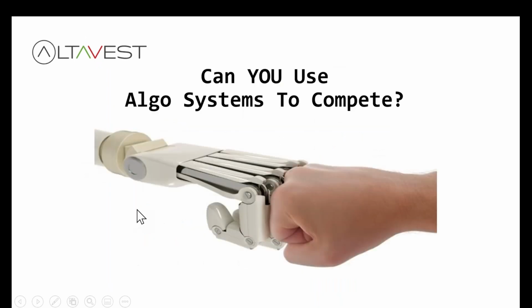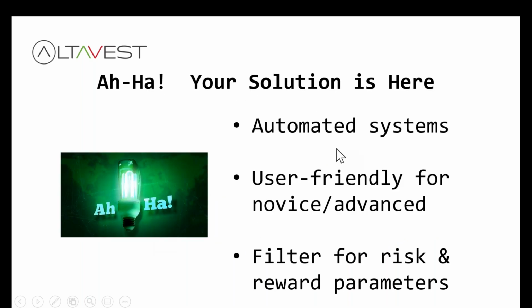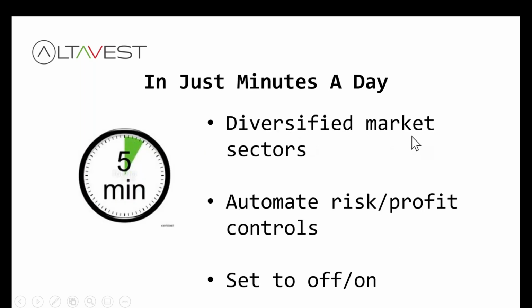But how can you put this all together? How do you use algo systems to compete in this landscape? So the AHA solution, as we call it, automated systems. They are user-friendly for novice or advanced traders. You can filter for all the systems on risk and reward parameters or type of trading or what have you, and I'll show you that. You can diversify among various market sectors.